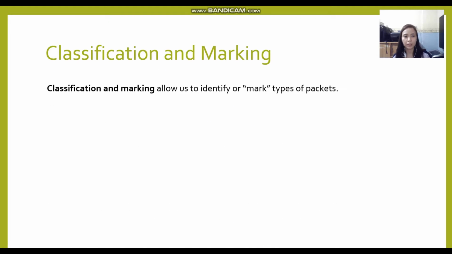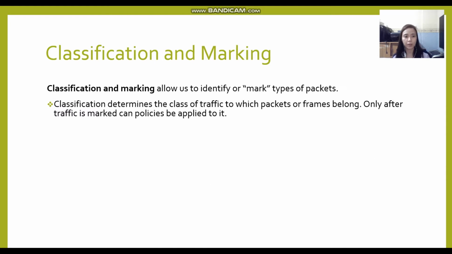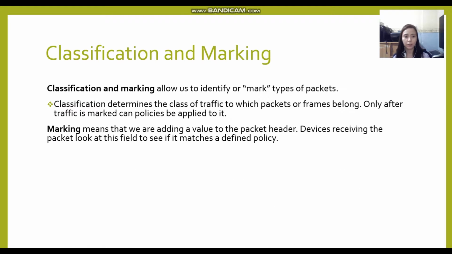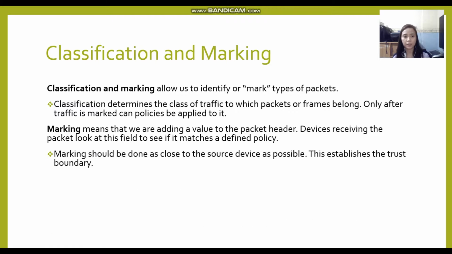Classification and marking. The classification and marking allow us to identify or mark types of packets. The classification determines the class of traffic to which packets or frames belong. Only after traffic is marked can policies be applied to it. And then the marking means that we are adding a value to the packet header. Devices receiving the packet look at this field to see if it matches the defined policy.